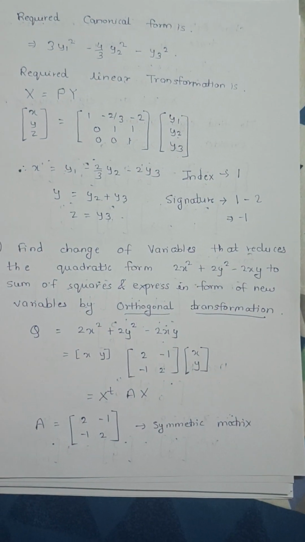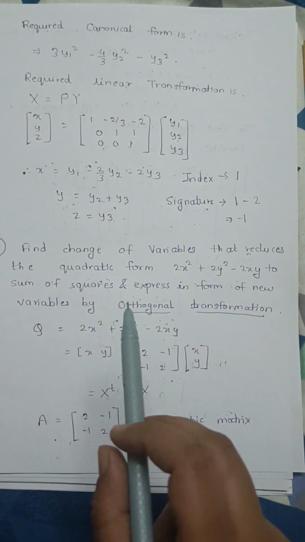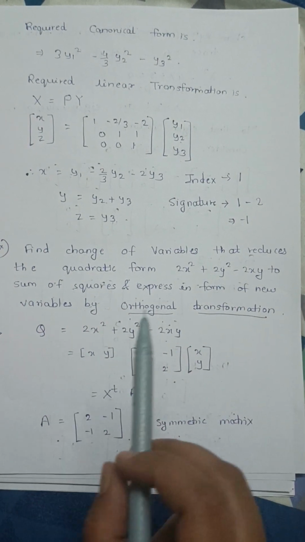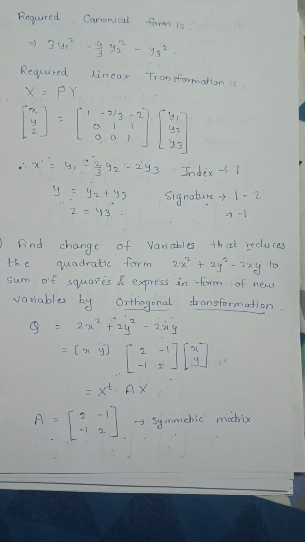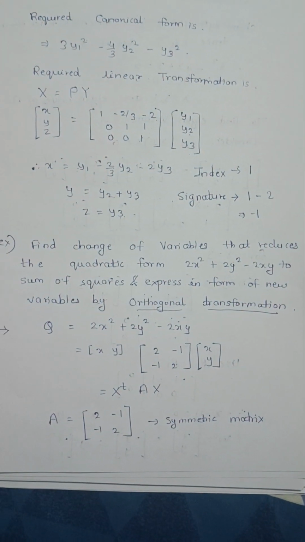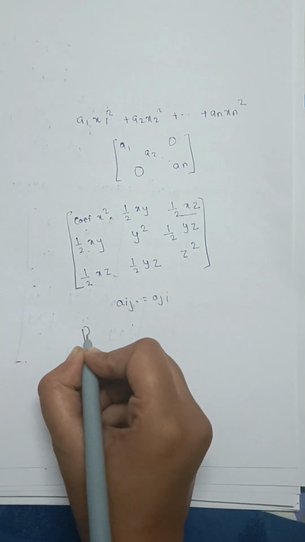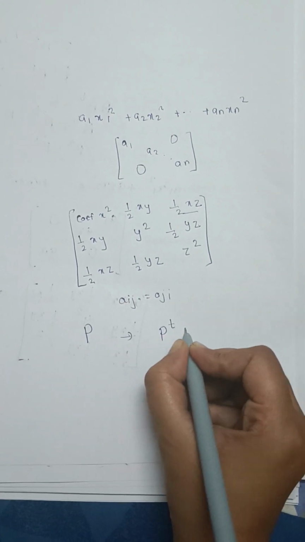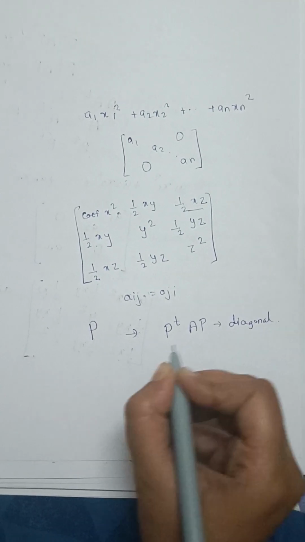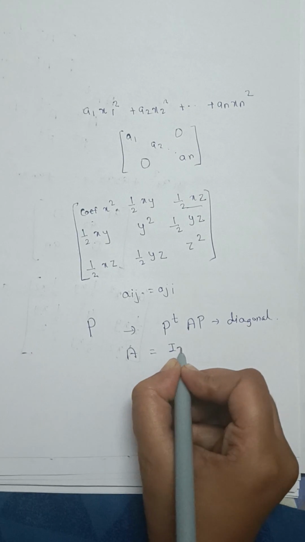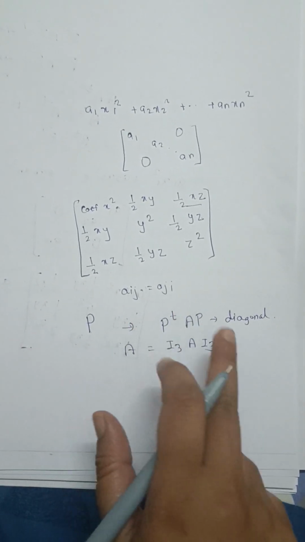Now the next example is: find the change of variable that reduces the quadratic form to the sum of squares and express it in the form of the new variable by using orthogonal transformation. The word orthogonal transformation is used. In the previous example, to convert the quadratic form into canonical form, we were finding matrix P such that P transpose A P is a diagonal matrix. So we started with A equal to I3 A I3. Now in this example, we are not going to use this concept.